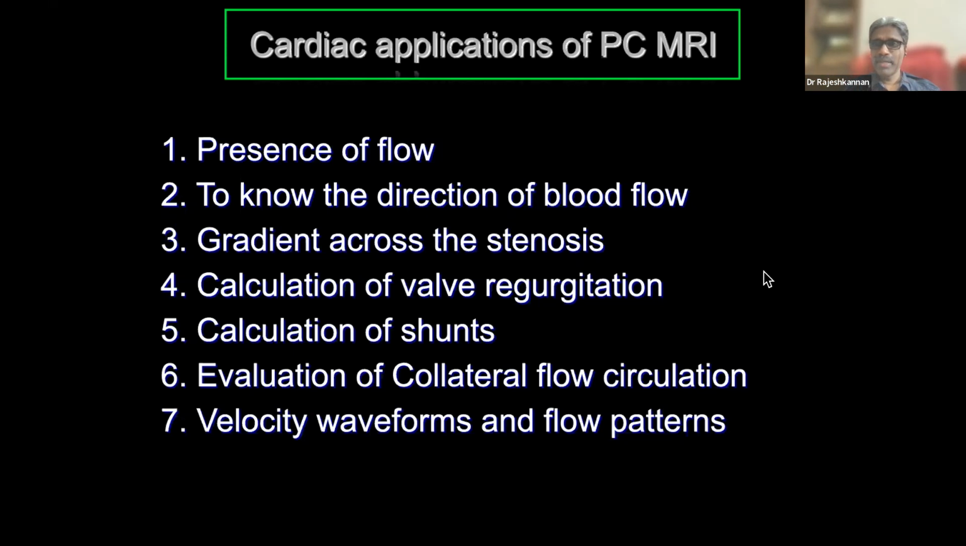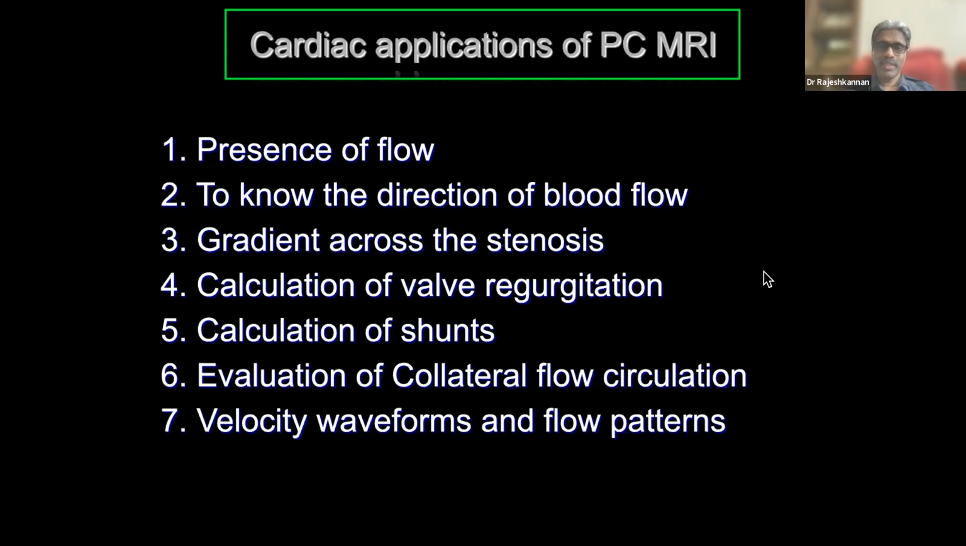All three can be calculated using the single level. Whereas for the branch pulmonary arteries, right and left, we have to take them separately. Similarly, for pulmonary veins, all four pulmonary veins you have to take separately. Sometimes there may be an accessory vein, so you have to take that also separately.